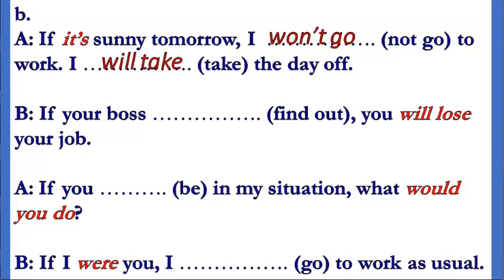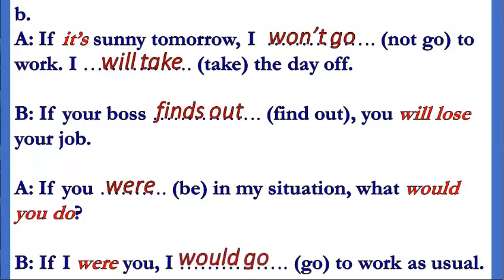B, if your boss find out, you will lose your job. Of course, the boss is a person, so the boss finds out. If you, we already answered something like that, but this is in the past simple. As I told you, when we use past simple with if, we use were all the time. We don't use was. If you were in my situation, if I were you, if I were in your shoes, and so on. If I were you, I, here is past simple, you have to use would: would go to work as usual. If I were you, I would go to work.